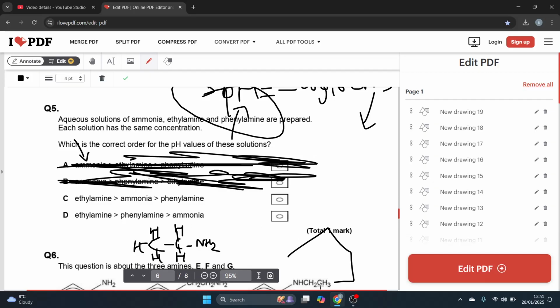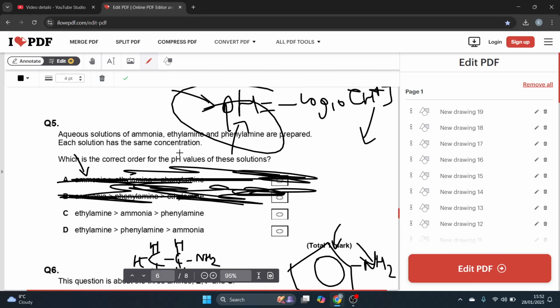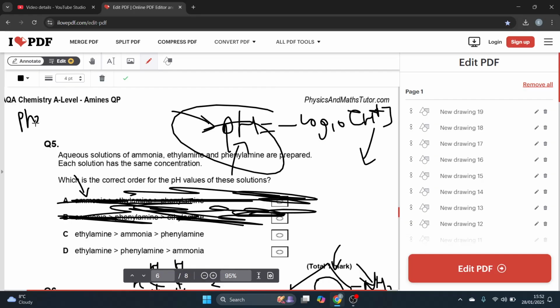Phenylamine is just something like that, really. Because the benzene ring is delocalized, it's going to cause the amine to become delocalized as well. So what will actually happen is it won't be a stronger base, it'll be a weaker base. So phenylamine is the weakest base.